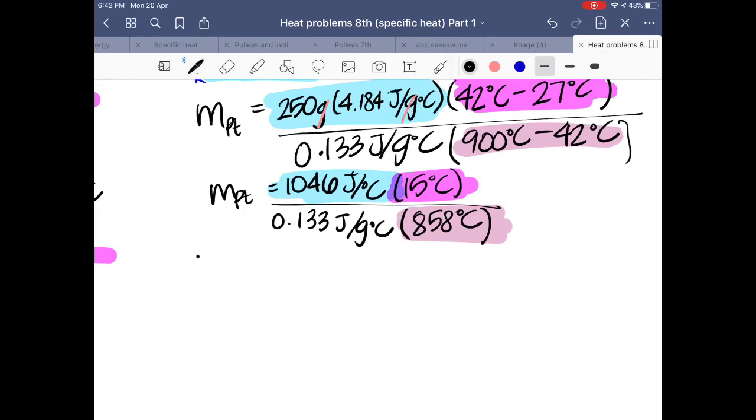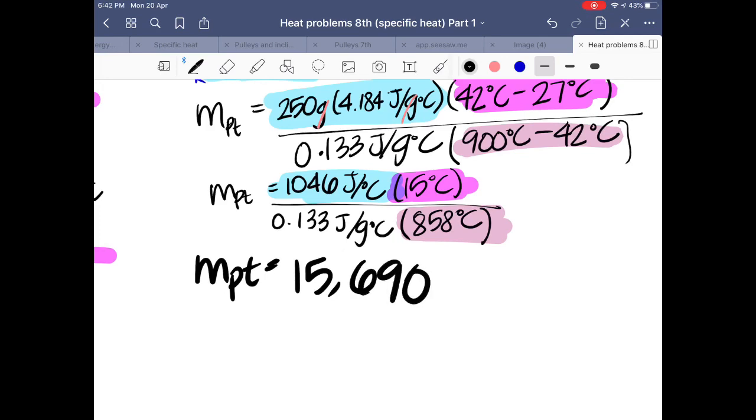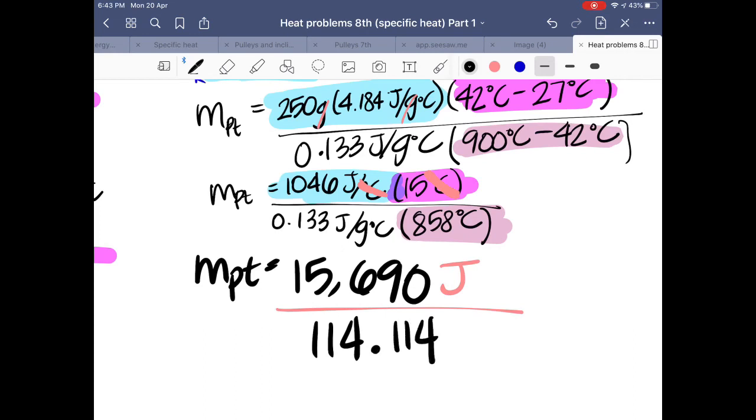So let's do the mass of platinum equals 1046 times 15 equals 15,690, and you multiply, you have degrees Celsius at the top, degrees Celsius at the bottom, so you have joules here, divided by 0.133 times 858 equals 114.114. You will cancel degrees Celsius with degrees Celsius, and you have joules over grams.